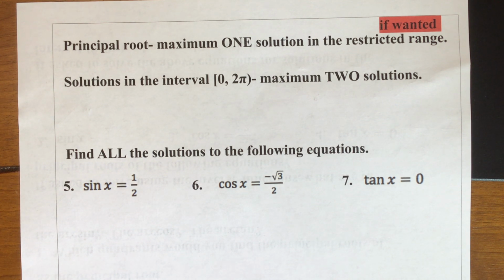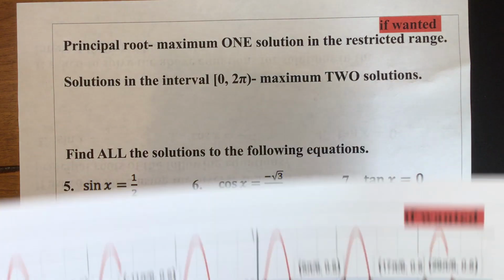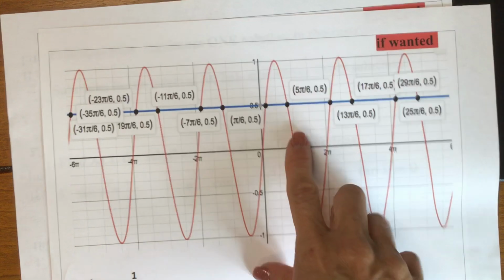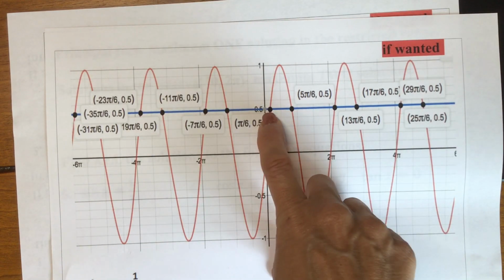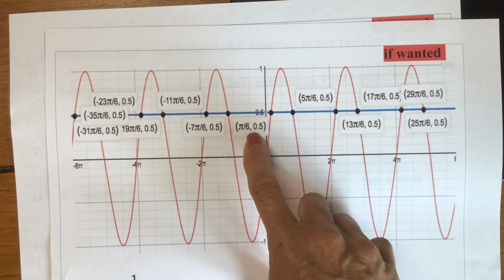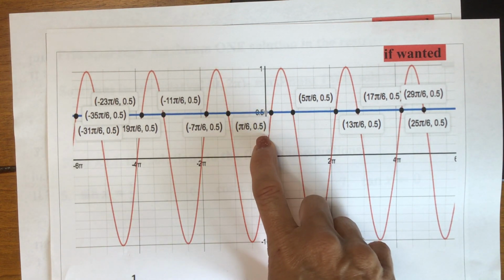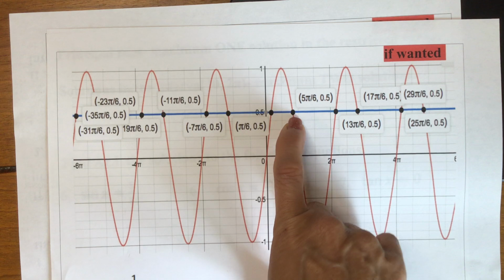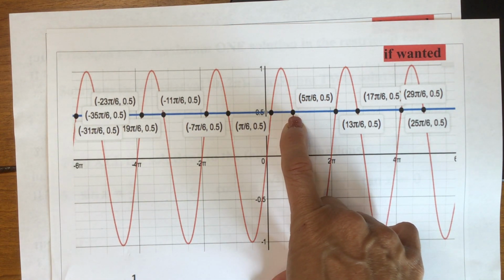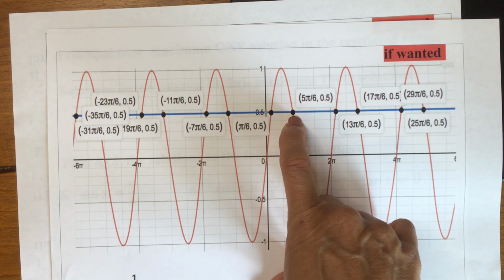Let's just take a look at sine of x equals 0.5, where sine is shown on this curve. We can see that at pi over 6, that's our principal root. Sine is 1/2 there. And then remember we said between 0 and 2 pi, it was also at 5 pi over 6.